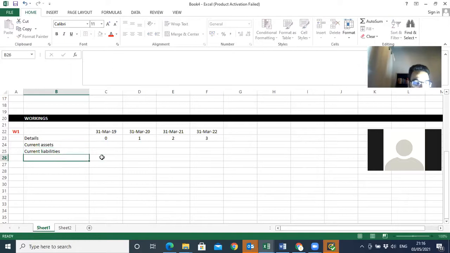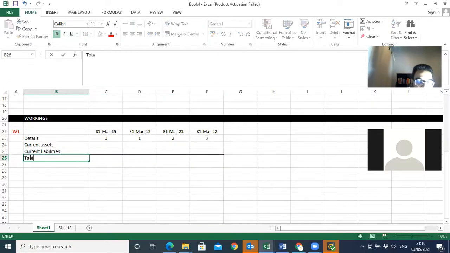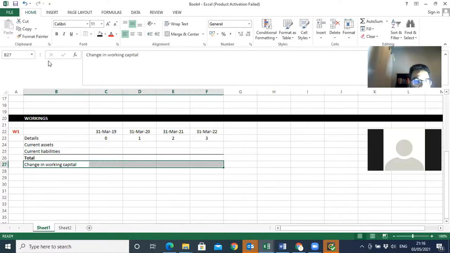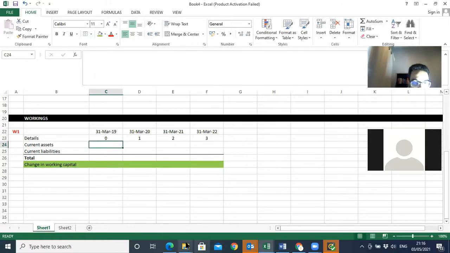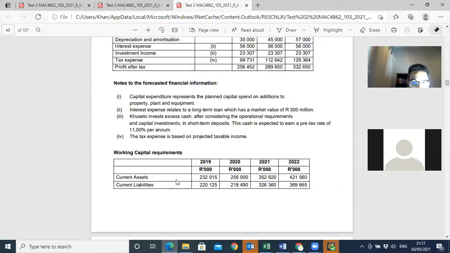So then we will get the total, and then we will get what we're looking for, the change in working capital. So this is what we are looking for. So I'm going to need someone's help again. Fakir, can you just help me out again? So current assets. So we take this list over here.